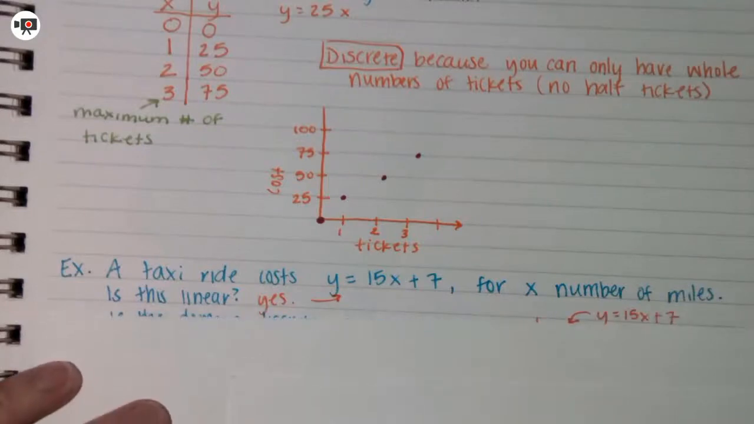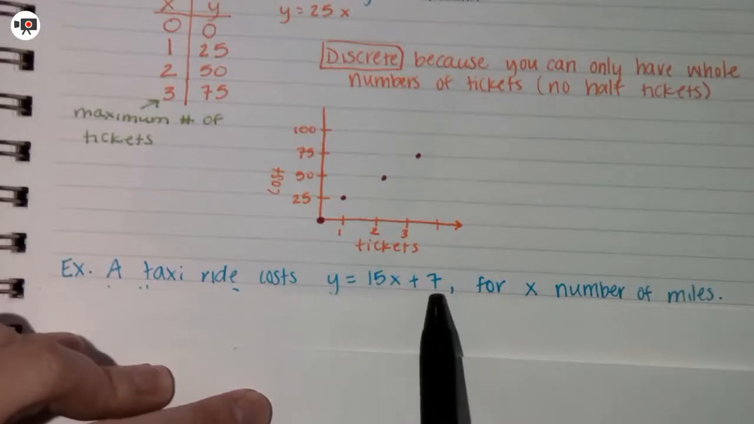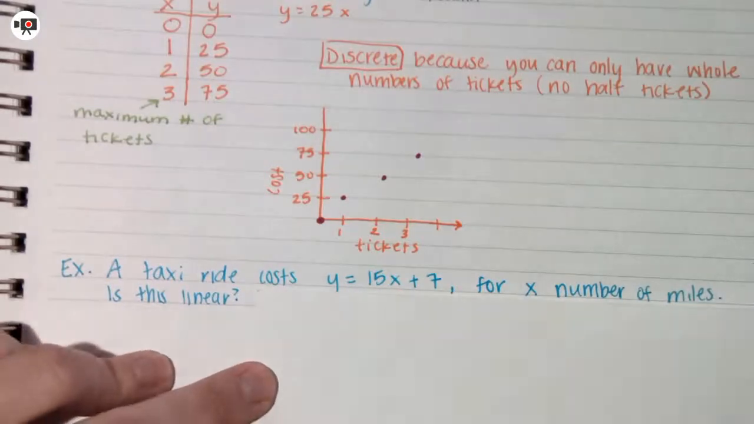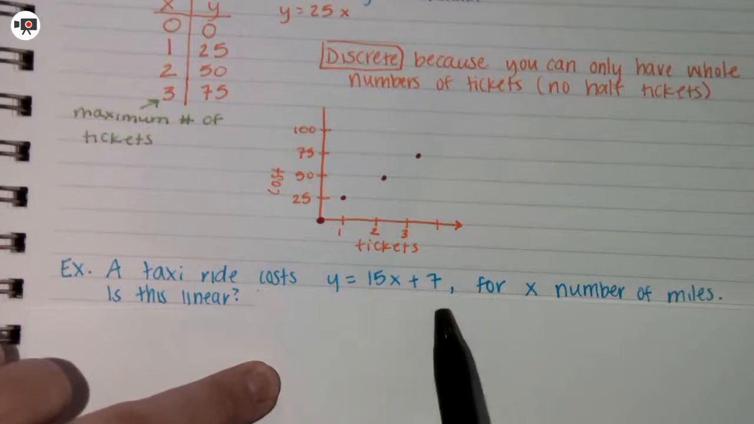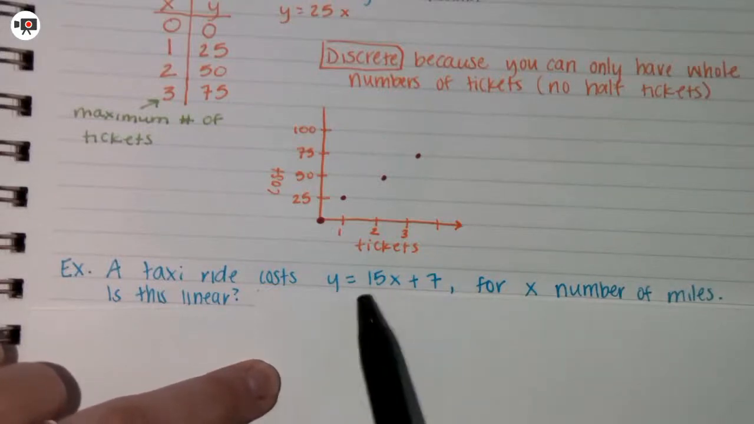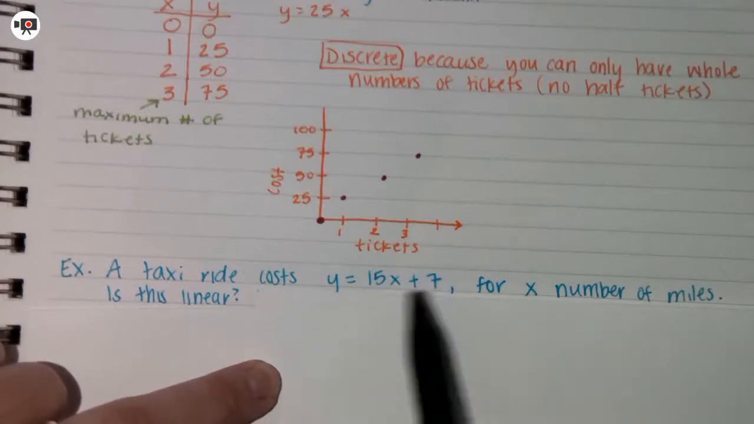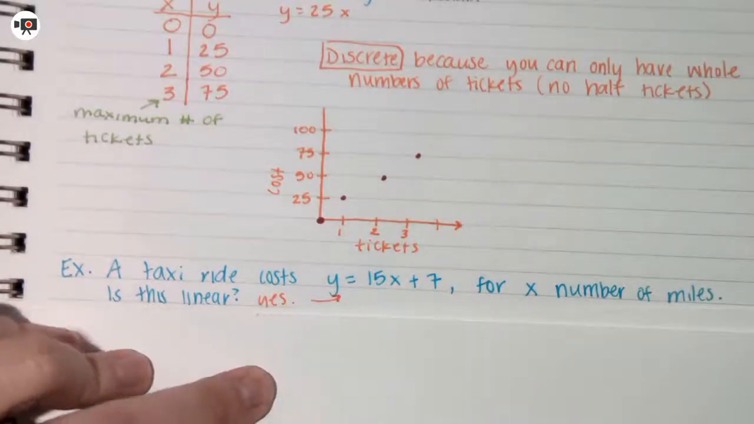Another example says, a taxi ride costs y equals 15x plus 7 for x number of miles. Is this linear? To tell if it is linear, I want to see is it in y equals mx plus b. Yes. My slope here would be 15, and my y-intercept is 7. Now, after I look at that, I look at my x. Is it a regular little x? Yeah. Does it have any exponents on it? No. So it is linear. We know that.